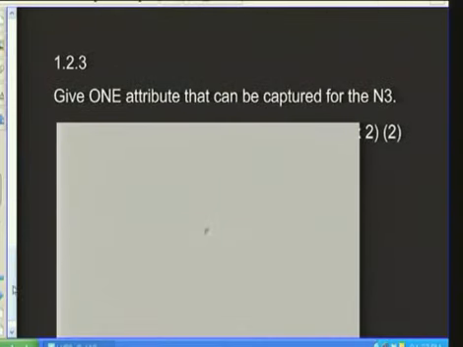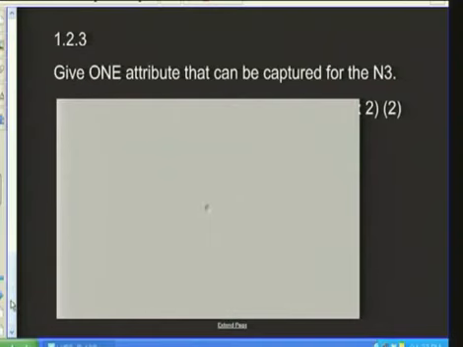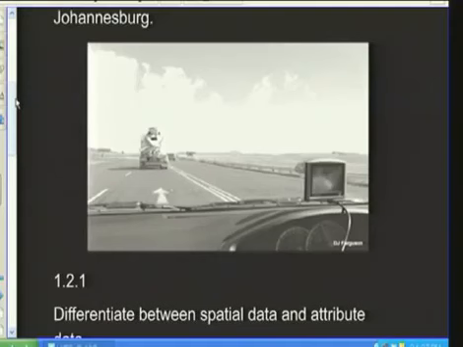And then they ask us to give one attribute that can be captured for the N3. So they want us to describe or get a bit more information about the N3, and maybe it would be useful to go back to the photograph then, and we can see what is it about the National 3? What more can we use to describe it?